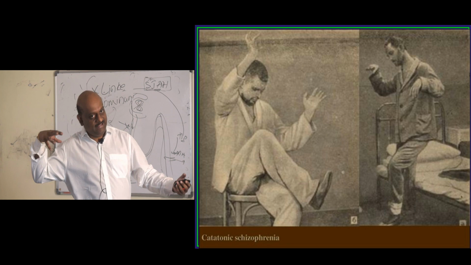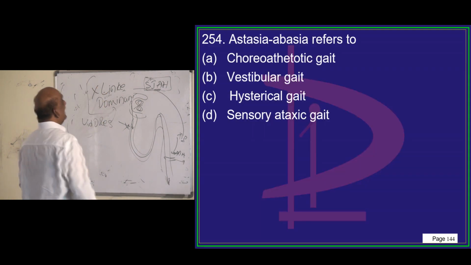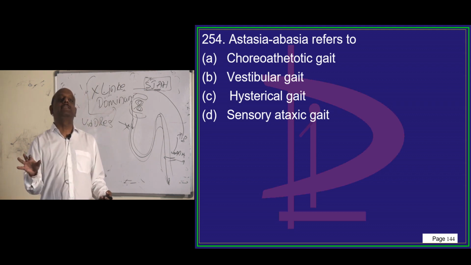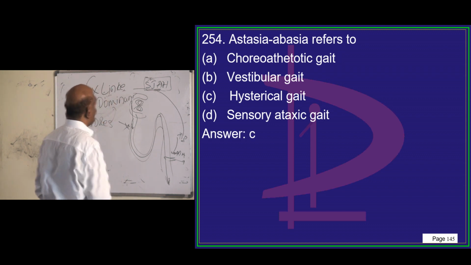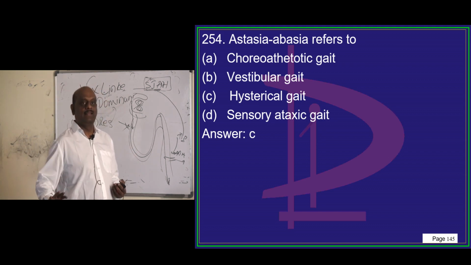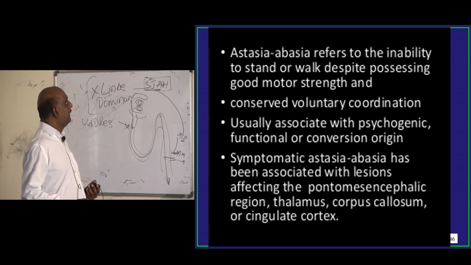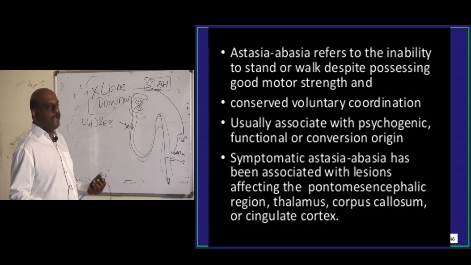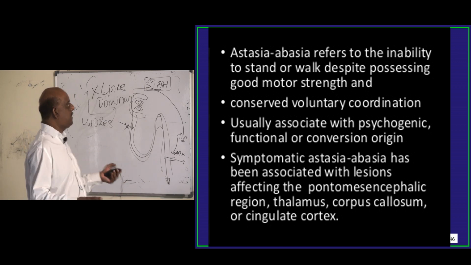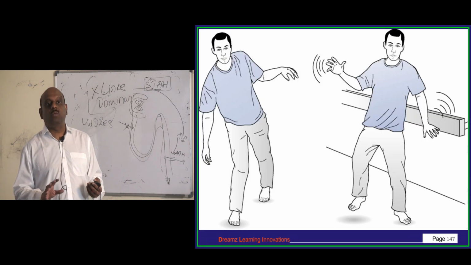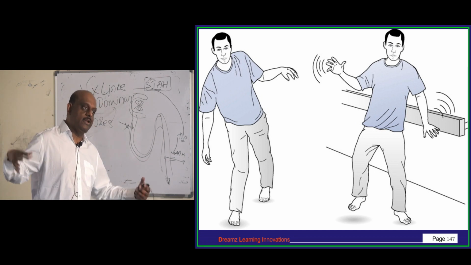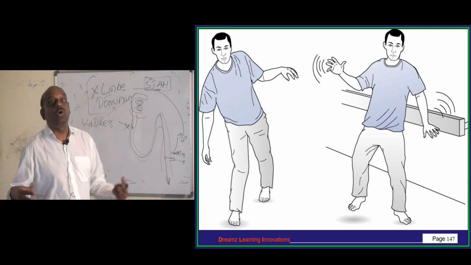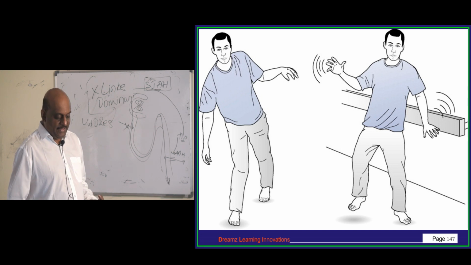So, this is catatonic schizophrenia. Now, doctor, what does astasia abasia refer to? It is a very important question. It is a hysterical gait. A person who is hysterical will typically show inability to stand or walk in spite of good motor strength and very well conserved voluntary coordination. He will behave like a paralyzed or hemiplegic individual while walking, which is called astasia abasia, is what you have to remember.